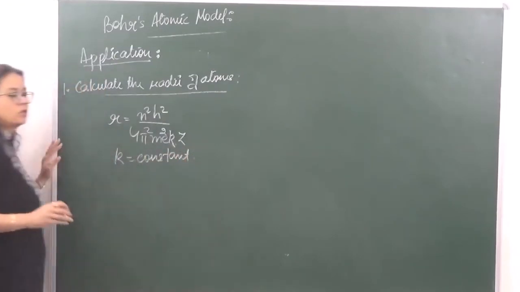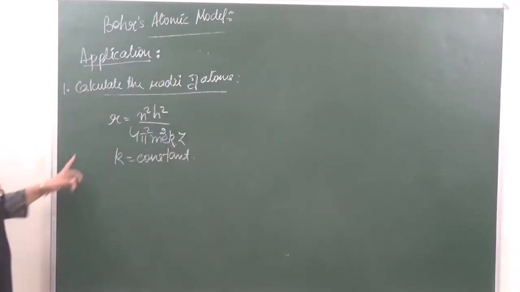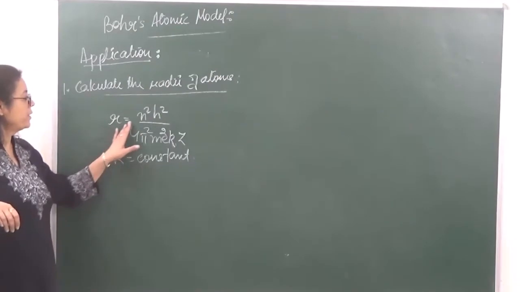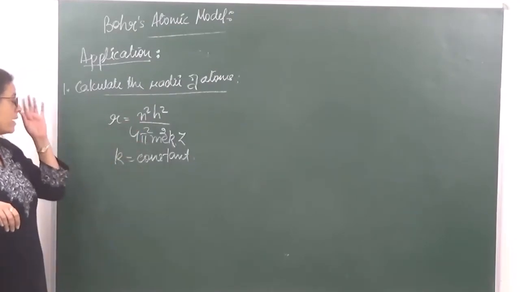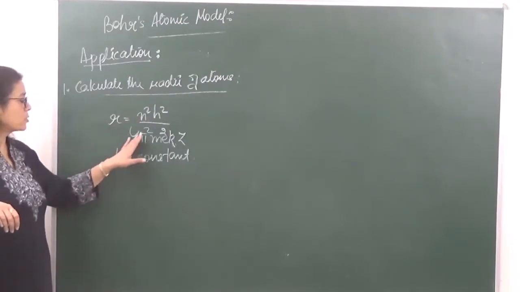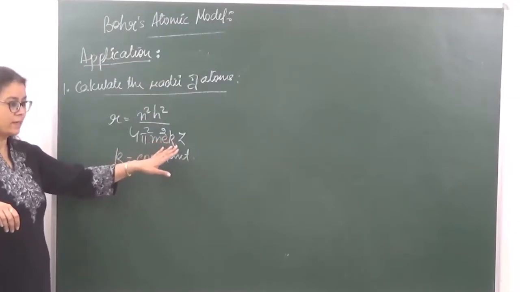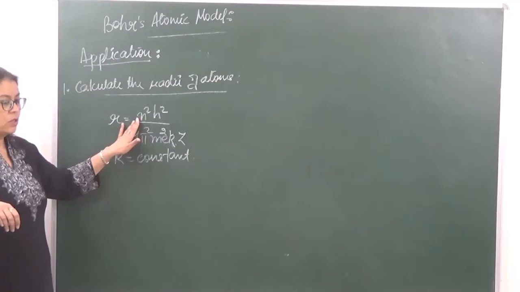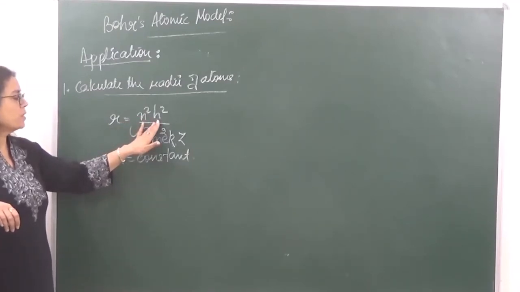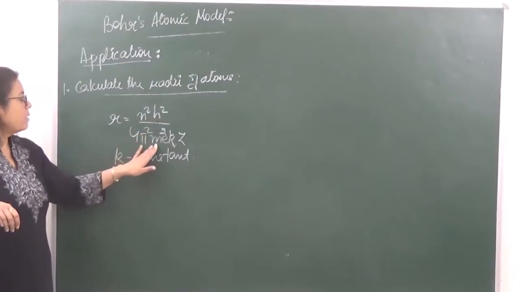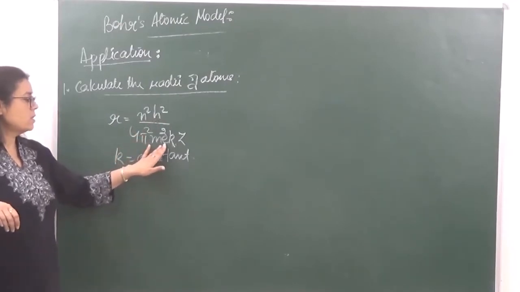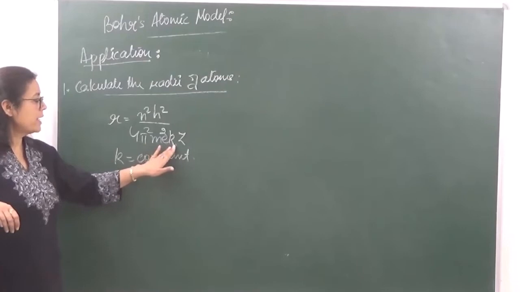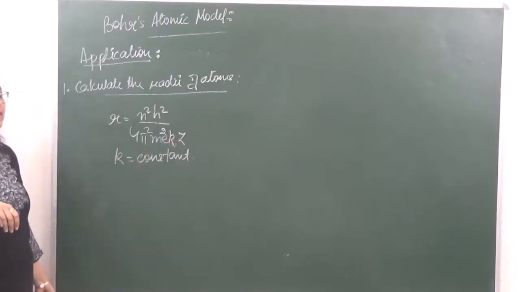K is a constant. Okay, so let's see again what is R over here. That is going to be equal to n square h square upon 4 pi square m e square kz, right? Where n is equal to the orbit in which the electron is present, the principal shell. H is the Planck's constant. M is the mass of the electron, E is the charge of the electron, K is a constant, and Z is the atomic number.